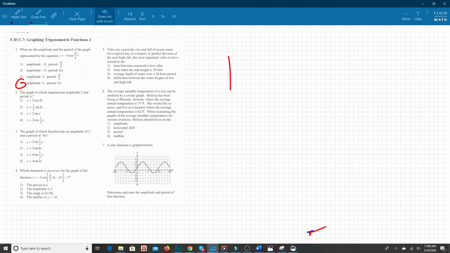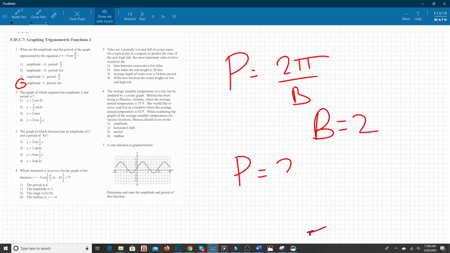Keep in mind that the formula for the period is equal to 2 pi over b. So if we wanted a period of pi, that means our b value would have to equal 2. So the period would be equal to 2 pi over 2, P equals pi. So we're going to need an amplitude of 2 and a b value of 2. So that only leaves us with 1 in the answer.